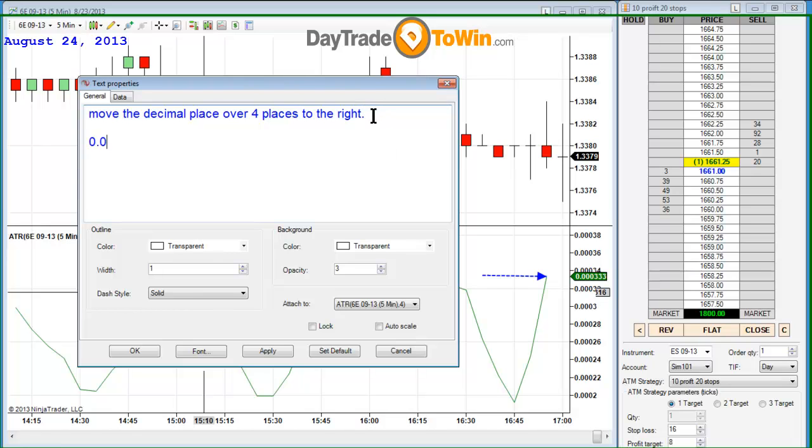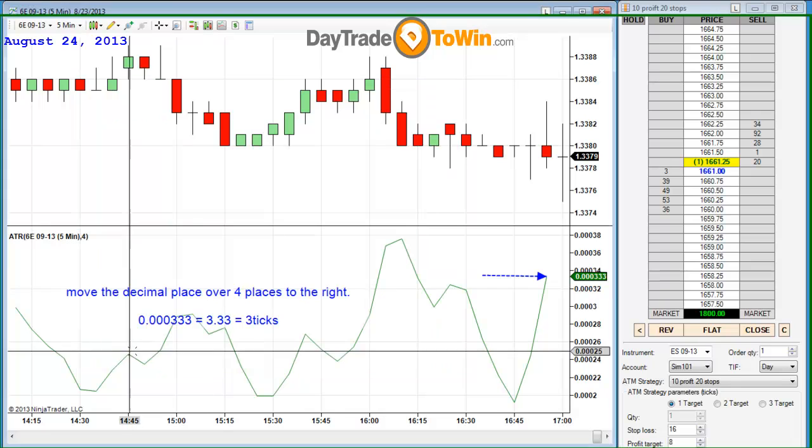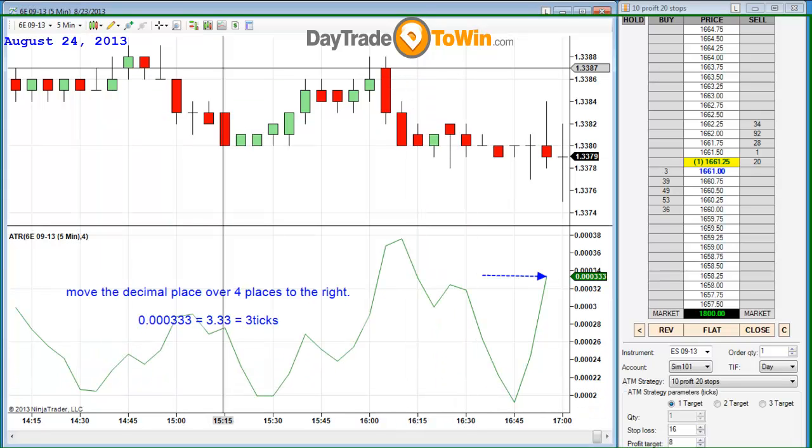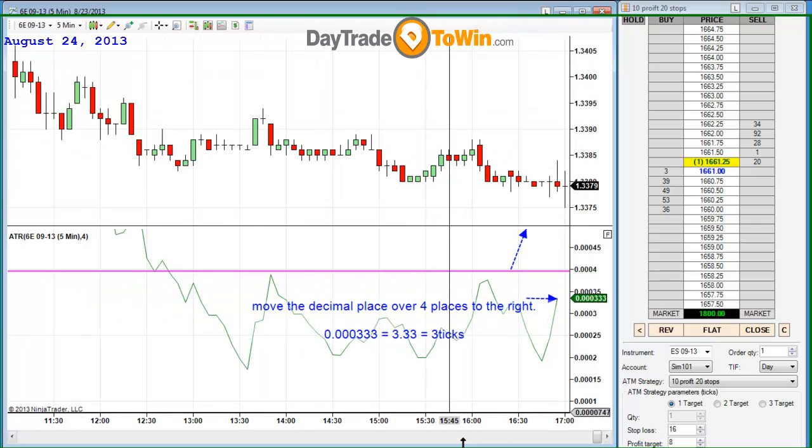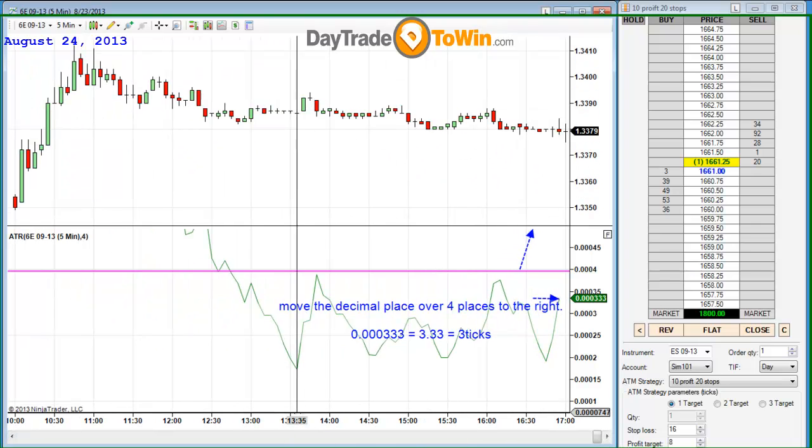Well, 0.000333, if you move the decimal place over 4 places to the right, 1, 2, 3, 4, what you get is 3.33, which is equal to 3 pips, 3 ticks. So this is what the current conditions are on the most recent candle here. Again, the market's too slow. My recommendation is not to trade unless it's 4 ticks or more. So this would not, for me, even be an option to jump in here.